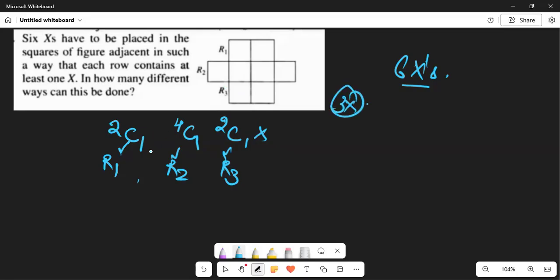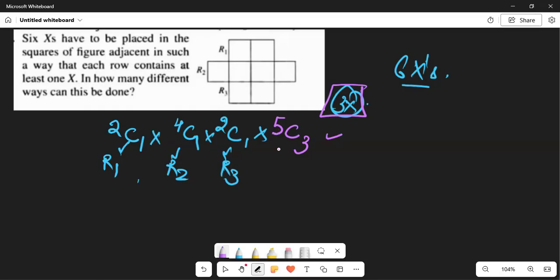And how many squares are left? Since 3 squares are occupied already, and you have 8 squares in total, that means you have 5 left, and out of those 5 you choose 3 because you have to place your remaining 3 x's, and you calculate using this method.